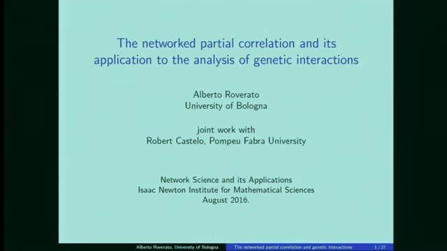So we have two talks in total, two from the graphical modeling approaches. The first one is by Alberto Roverato, giving us an alternative to partial correlation measures.